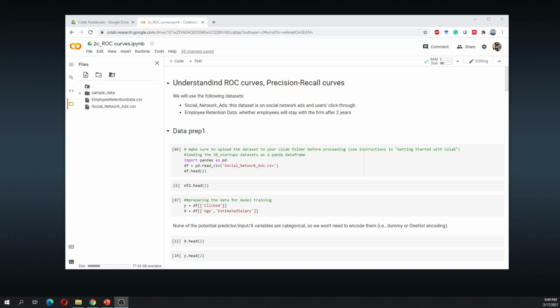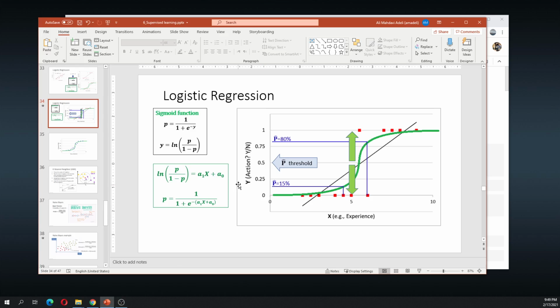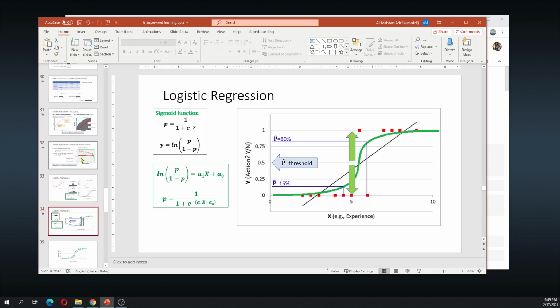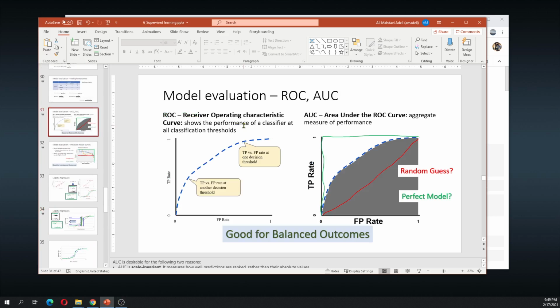In this video we're going to talk about understanding ROC curves and precision recall curves. A question came up in our session about the ROC curve. So let me quickly go back to the slides where we briefly talked about ROC. This goes back to supervised learning, classification.